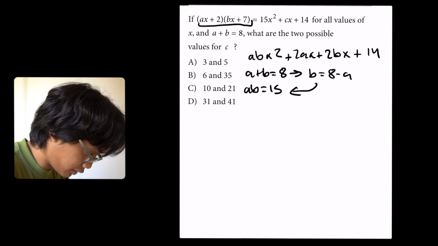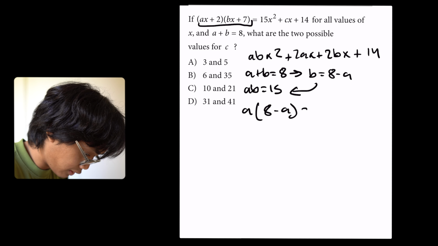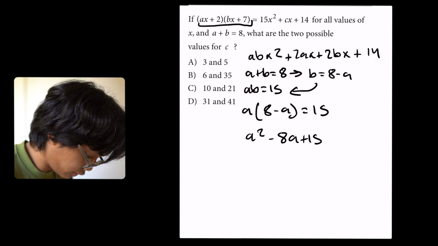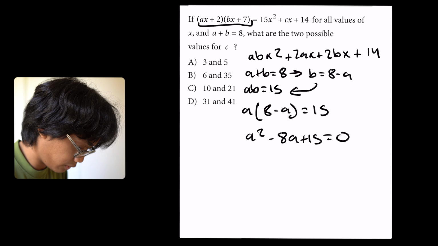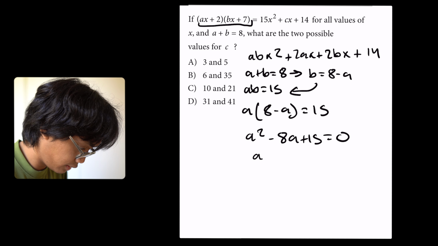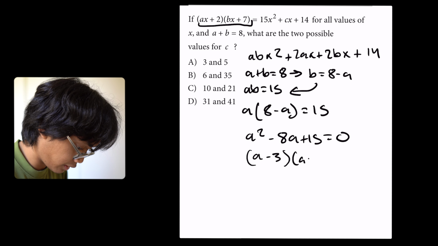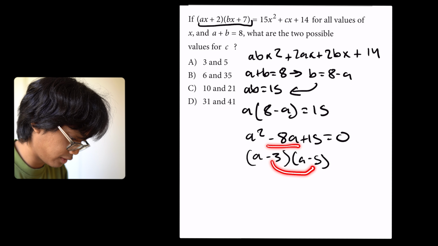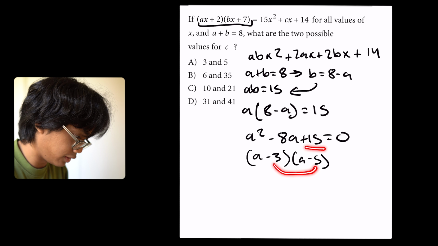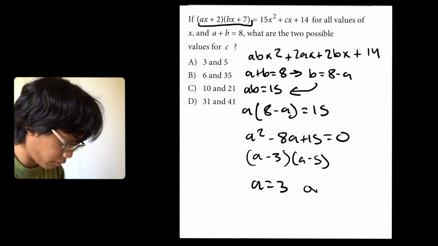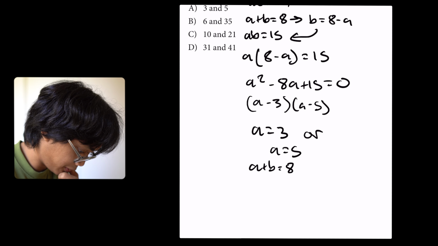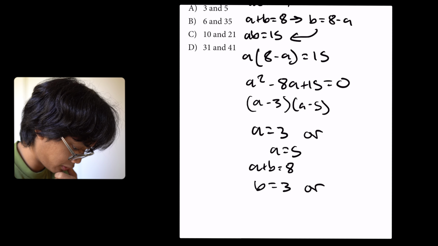If we plug that into this equation, we'll get a squared minus 8a plus 15 equals 0. This can be factored to a minus 3 times a minus 5, because negative 3 plus negative 5 is negative 8, and negative 3 times negative 5 is 15. So that means a can be 3 or a can be 5. And then if a plus b equals 8, that means b can also be either 3 or 5.